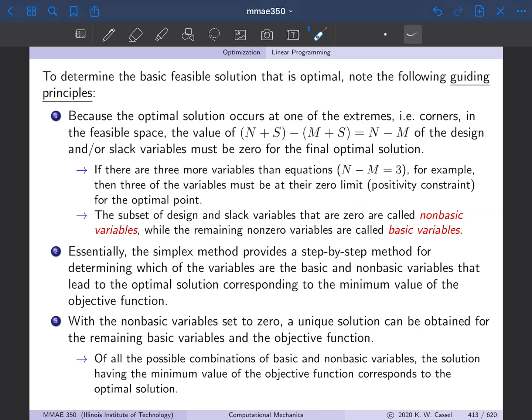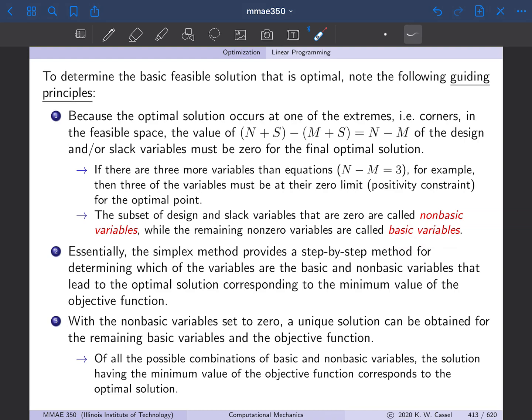Now, more jargon. The subset of variables, design and slack variables, that are 0 are called the non-basic variables. And then the remaining ones, which are non-zero, are called the basic variables. So this is a little bit confusing.